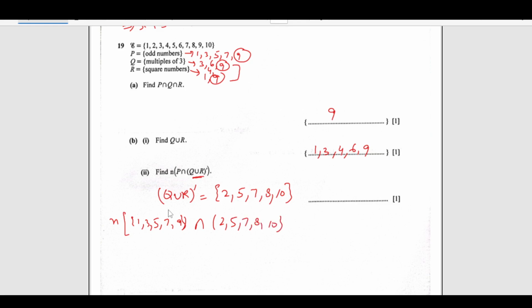So what do you see common here? Intersection of this is P. Where is P? Odd numbers. Intersection. This is R. So we have 7 here, right? 7 and what else? 5. 5 and 7. Okay, 5 and 7 are common in both. And the number of elements is 2.